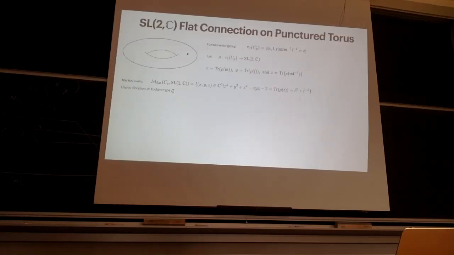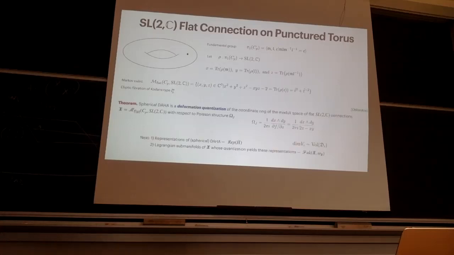Yeah, so this is what you get. Defining the relations will give you this equation, right? So it's one complex equation in three complex dimensions, so it's a two-dimensional space, and it's one of those. It turns out that this is an elliptic fibration of Kodaira type I0, which means that, well, I'll show you in the next slide what the fibration looks like.